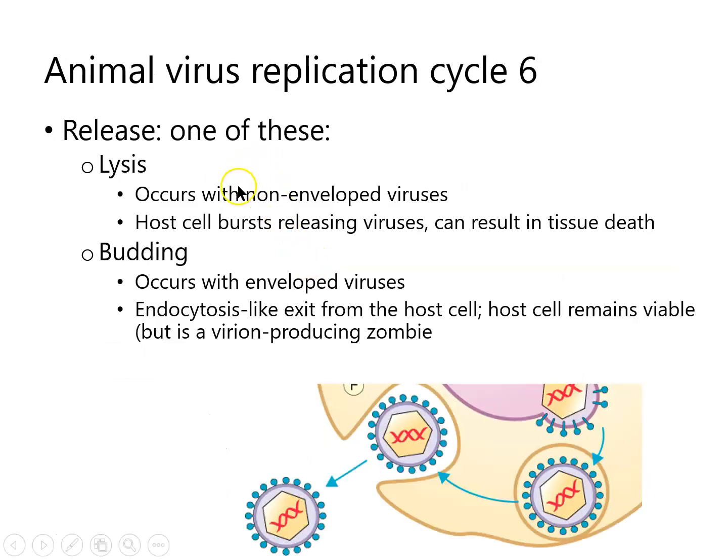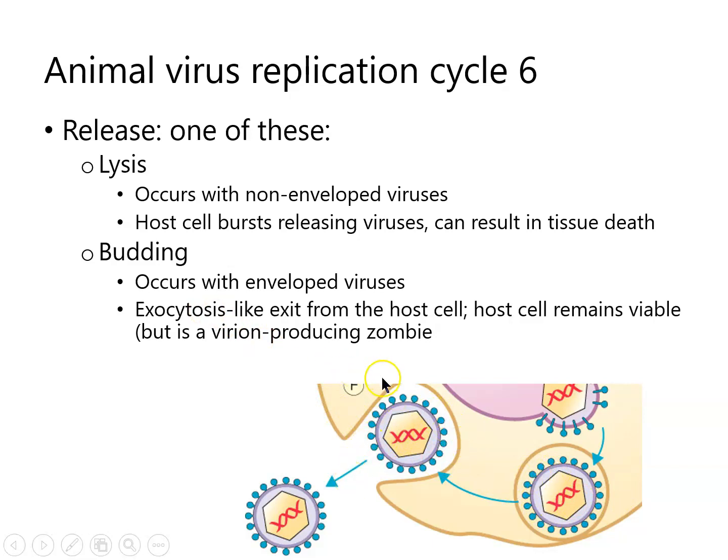And then the last thing is release, and that's either breaking open the cell and killing it, or leaving through a process like exocytosis. And in cases where the virus leaves through exocytosis, it's not like the cell is happy. The host cell is now a factory for making these virus particles. So the cell is now a zombie that just makes virions.